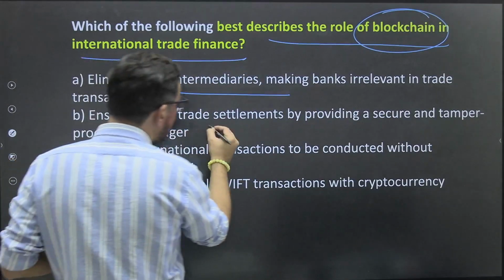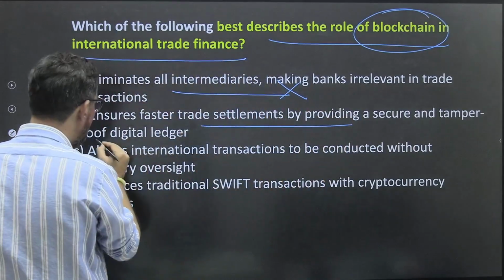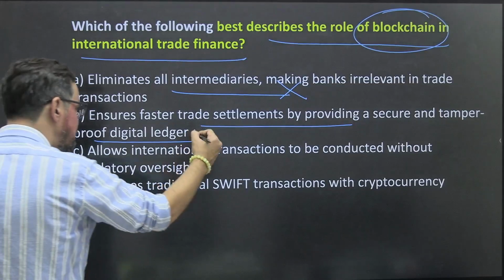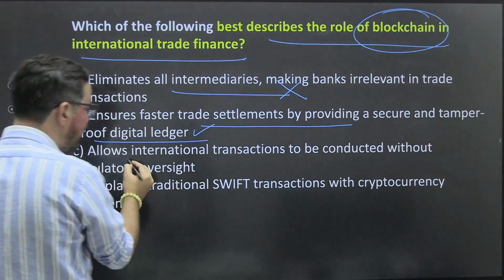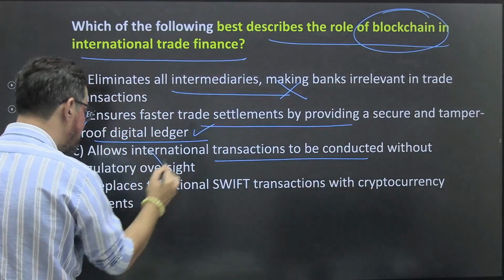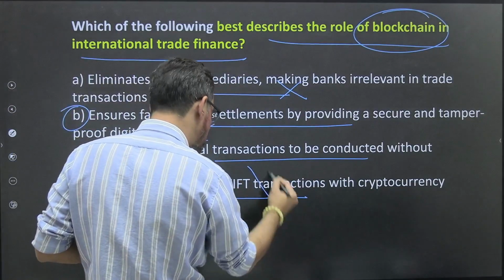Ensure faster trade settlement by providing a secure and tamper-proof digital ledger. This is true. Or allow international transaction to be conducted without regulatory oversight. No. Replace traditional SWIFT. No. SWIFT is also there. ठीक है.